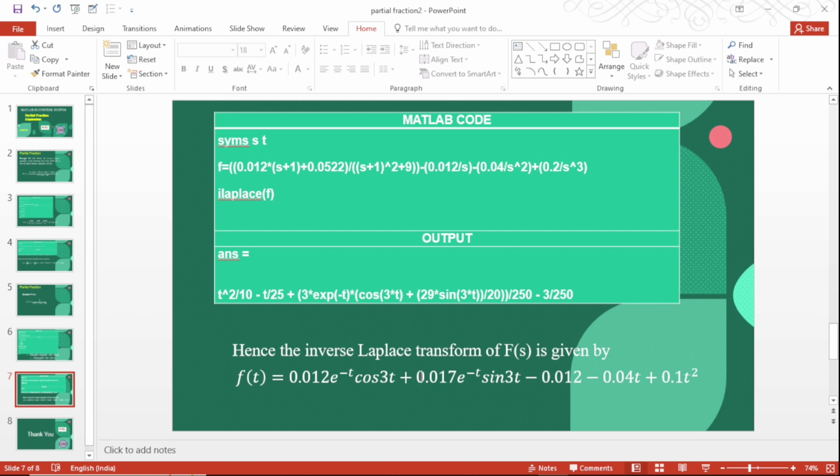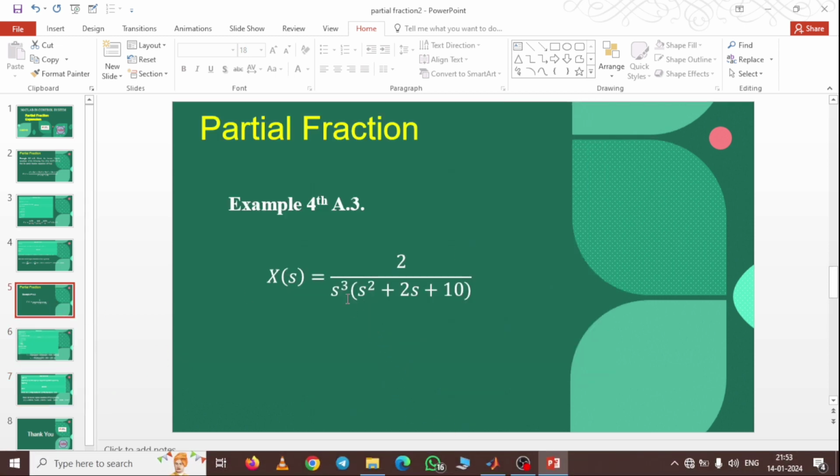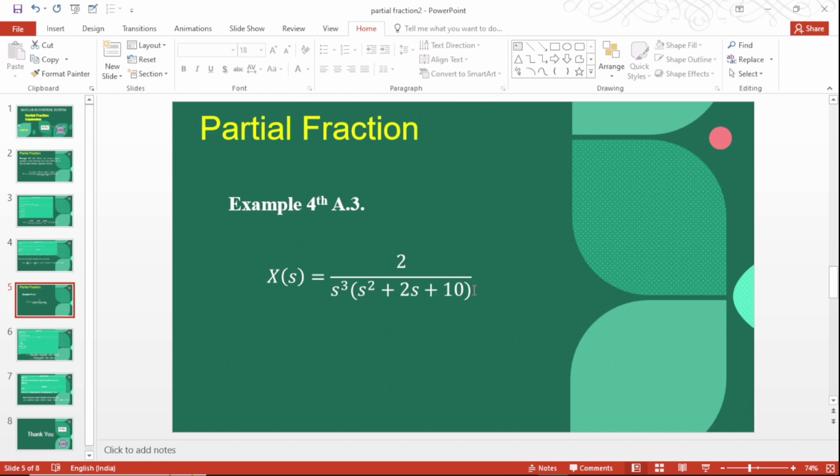Without partial fraction you can directly write this function, that is 2 by s cube into s square plus 2s plus 10, then you can directly get the inverse Laplace transform. But since this is about partial fraction, I converted this into partial fraction, then I directly converted to the inverse Laplace.